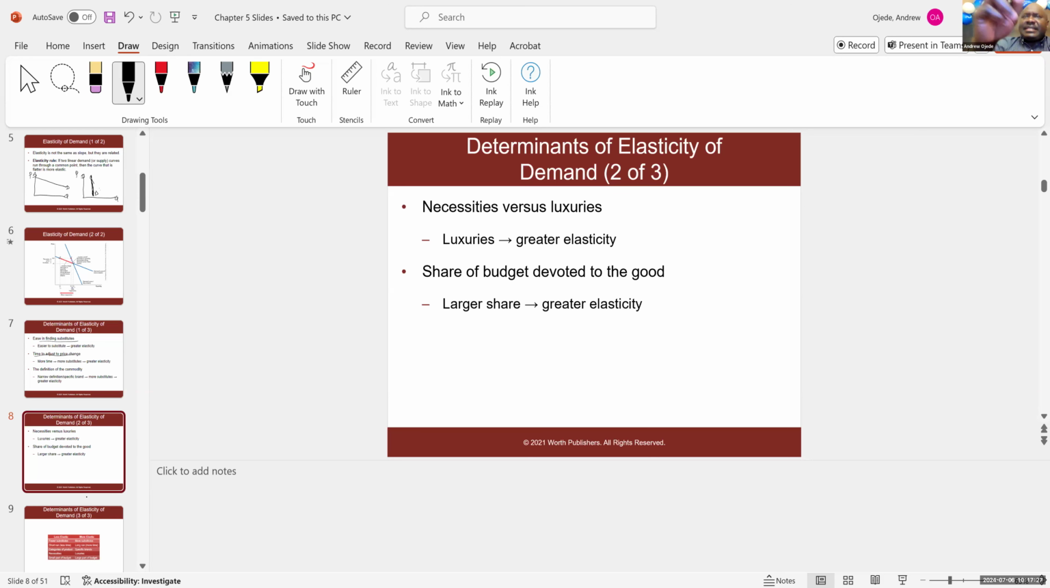And then the other factor that determines whether the good is going to have elastic versus inelastic demand is the share of budget devoted to the good.